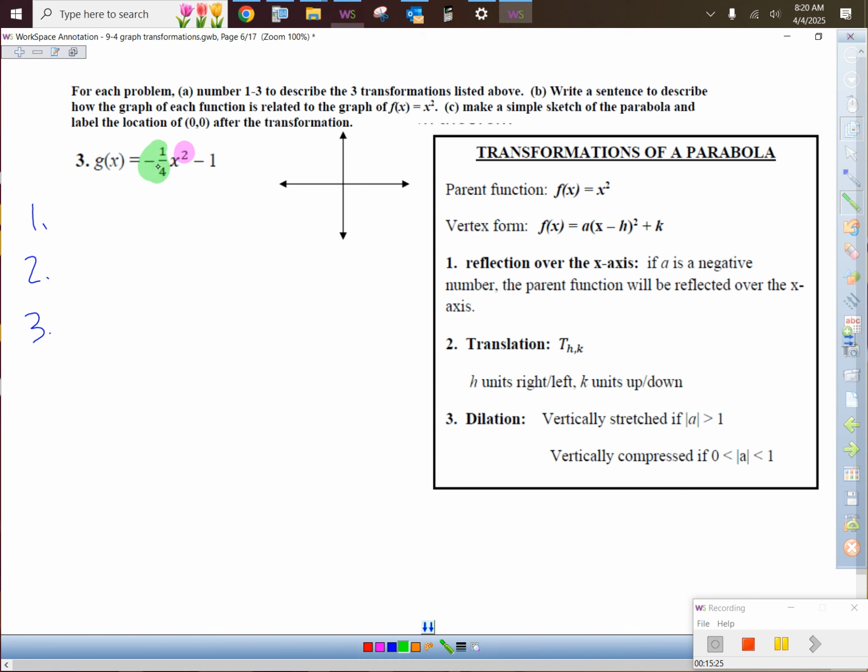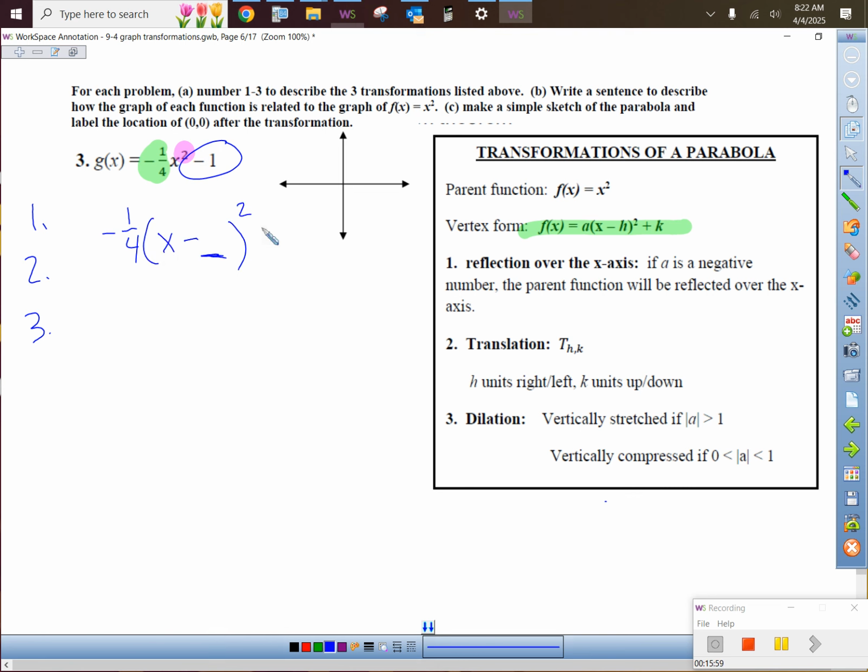Discuss what you think real quick. Because this negative 1 is not in parentheses, who do you feel that he's got to be, h or k? This is the k value. So who the heck is h? What if I wrote it like this? Is this the same thing? Negative 1/4 times x minus something squared minus 1. What number would I have to put right there for it to be the same as that? What are they adding or subtracting to x to get x back? What do you think? 0 or 1?